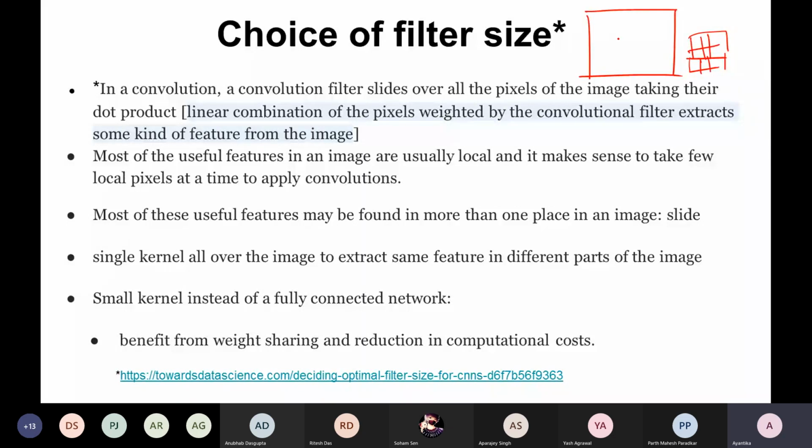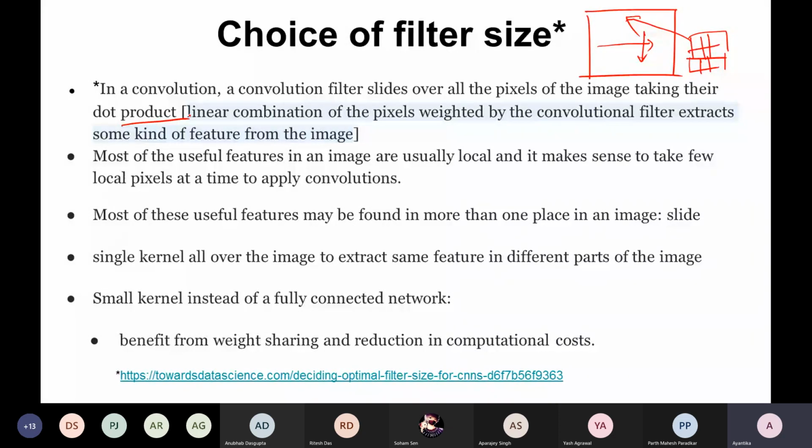So what we do, we have these filters, we do some multiplication, and then we slide, and so on. A convolution filter slides over all the pixels of the image, taking their dot product. Most of the useful features in an image are usually local, and it makes sense to take a few local pixels at a time to apply convolutions.